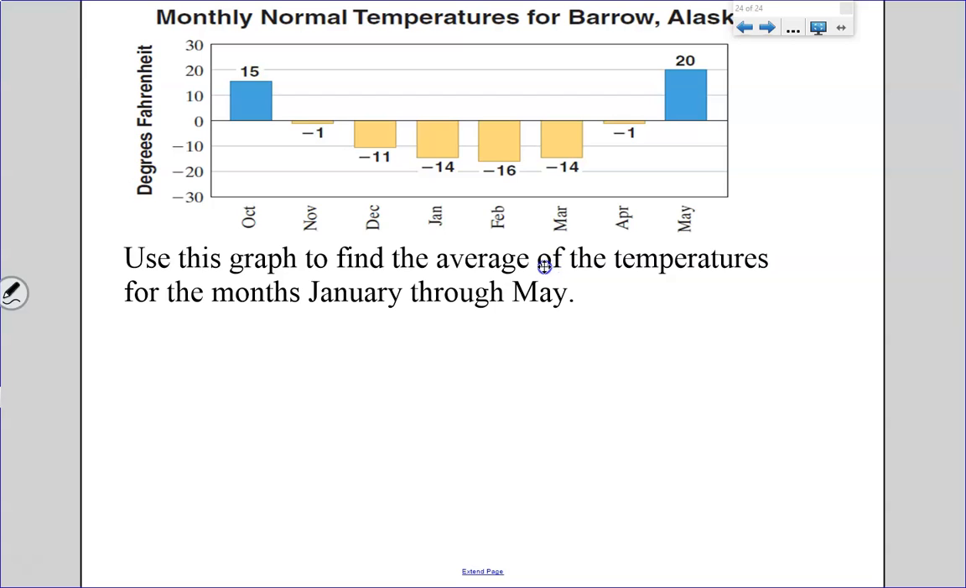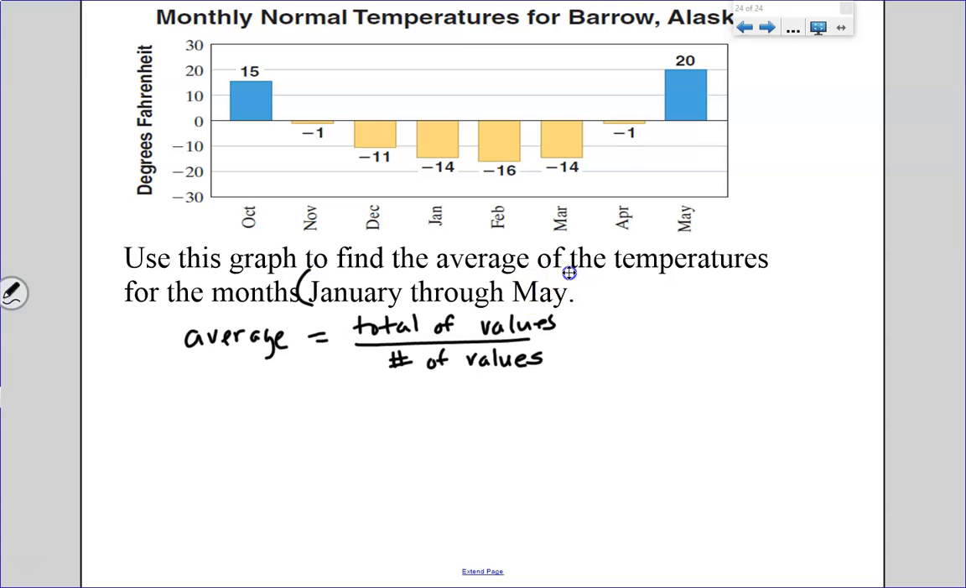Now let's look at this application problem. It says, use the graph to find the average temperature of the months from January through May. Now, just to review, when you're finding an average, it is the total of the values divided by the number of values. Now, in this particular problem, they asked me to find the average of January through May. So the values they want me to find the average of are January, February, March, April, and May.